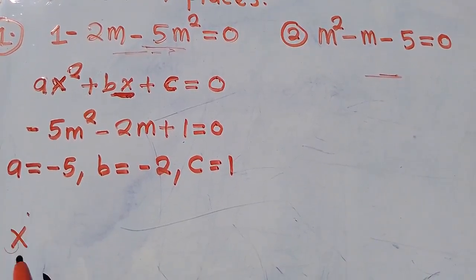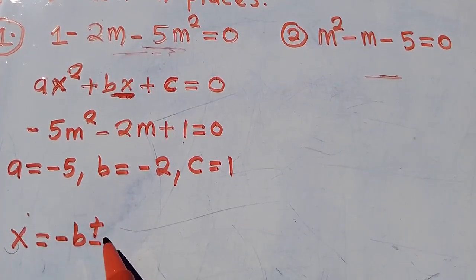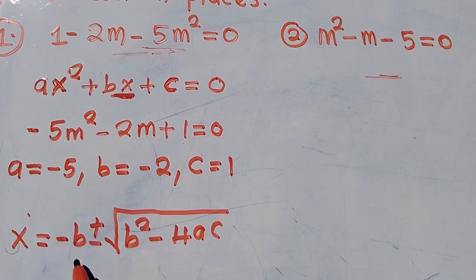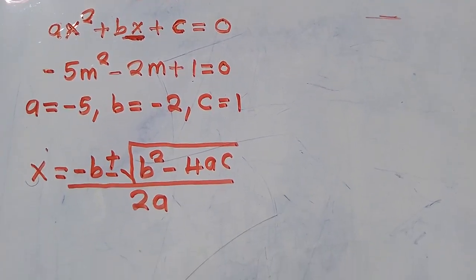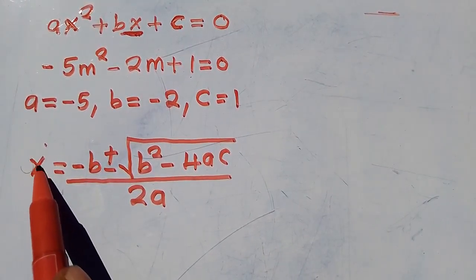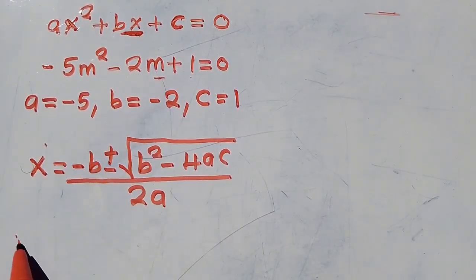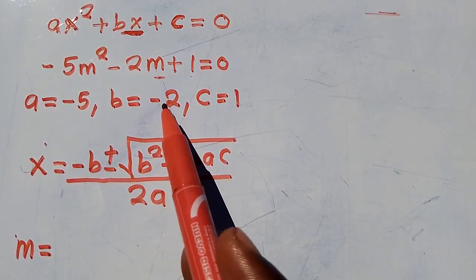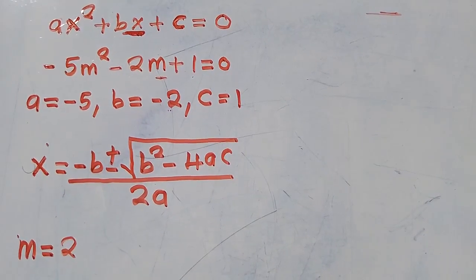You say x is equal to negative b plus or minus the square root of b squared minus 4ac, over 2a. These are the procedures I need to put in place. After I do that, I ask myself, do I have x in the equation? The answer is no, so I need to start with m. m is equal to, I check, b is negative 2. Since that one is negative and this is negative, I'm going to have a positive here. Negative times negative is positive.